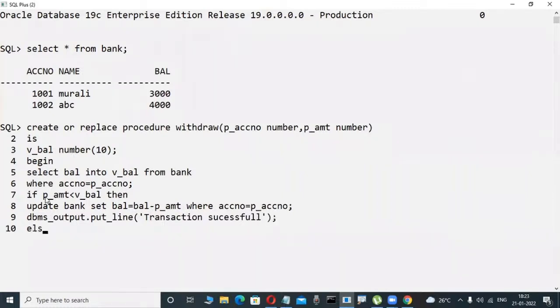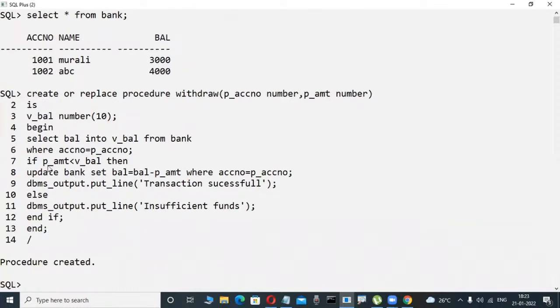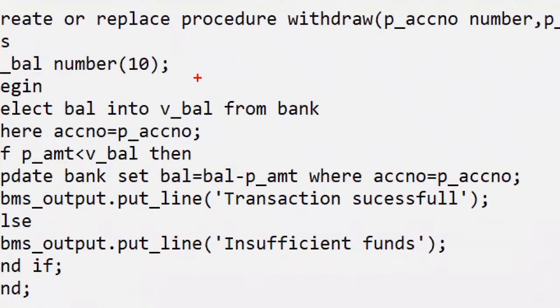Else, simple coding, some coding is there. And now check it out here: insufficient funds, else insufficient funds. Okay, some codings are there. This is not a difficult coding, take it easy. And now check it out. They are writing a procedure, for example. This is called, observe it here, some coding I'm writing. This is not difficult coding, very easy coding.